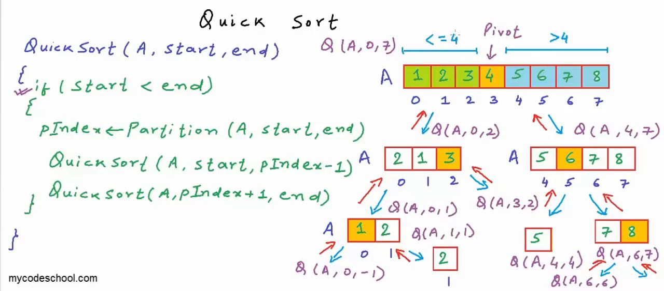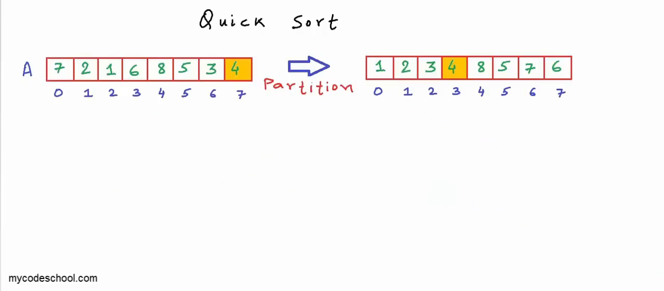Now let's talk about the partitioning logic. Basically we want to solve this problem. We want to select a pivot and we want to rearrange a list such that all the elements lesser than the pivot are to the left of it and all the elements greater than the pivot are to the right of it.